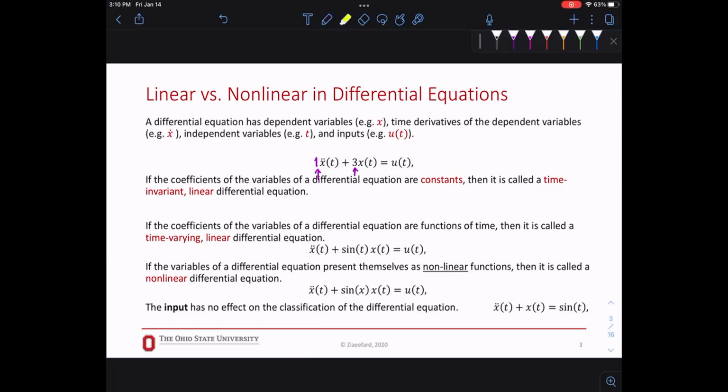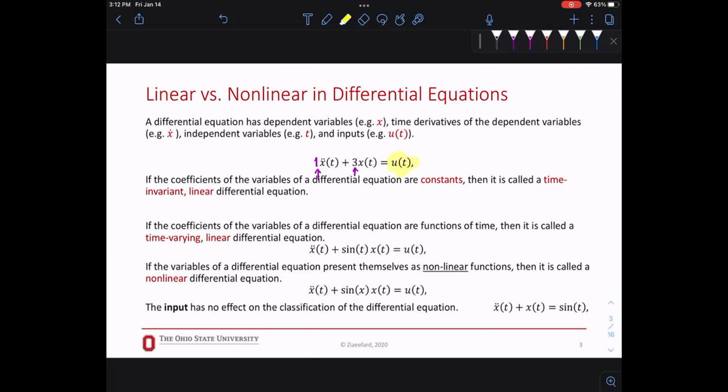Now, what about this guy? u of t. This is a function of time. What is u of t? It's another function. It's not our dependent variable. So in a differential equation, we usually organize the equation such that on the right-hand side, we have the input of our system, right? Say you model your car as a dynamic system and get an equation. If there is no force applied on that car, the right-hand side of your equation is 0. Once you start applying forces or torques, then something will appear on the right-hand side. So the input to the system does not determine the linearity or time invariancy of our system.